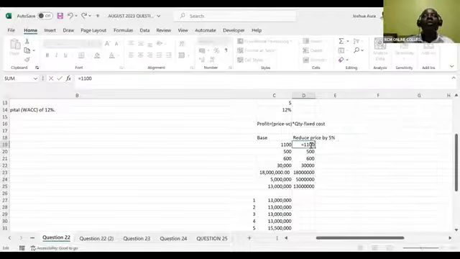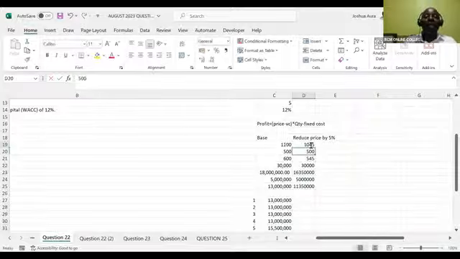If the price is being reduced by 5%, then the new price will be at 95%. So I need to come and say times here, 0.95. And then I say enter. I have my new profit here. I have my new profit.